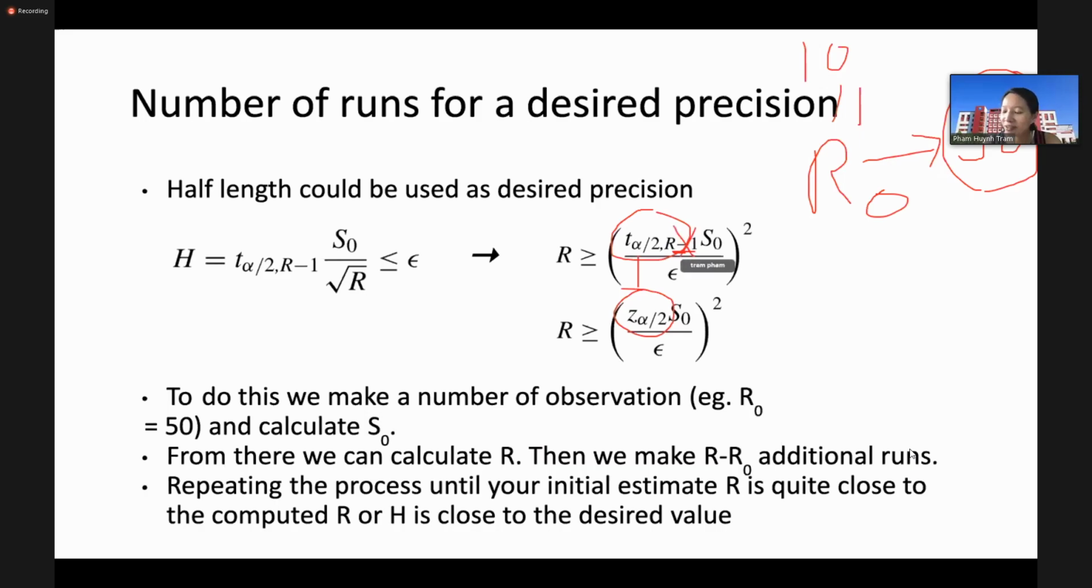All right, so the second step, we will recalculate R, our new R again. In this new R, we will use a Z instead of T. For R1, we use a Z value instead of the T value. We will use the S0 from our first initial runs.